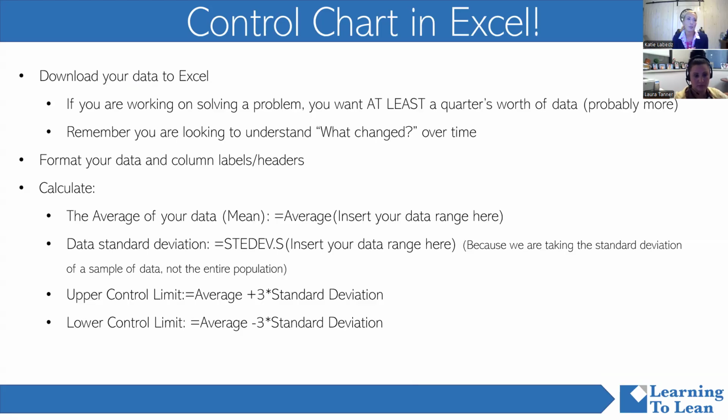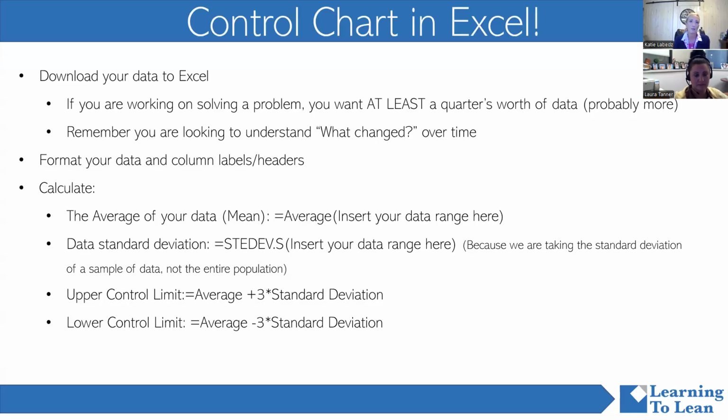Then we do our upper control limit, and we're going to follow 3 sigma. So it's the average plus 3 times your standard deviation. Your lower control limit is the average minus 3 times your standard deviation. So all of this is not hard, right? We use formulas all the time in Excel. Even if you flubber it up, you're going to be able to figure it out.